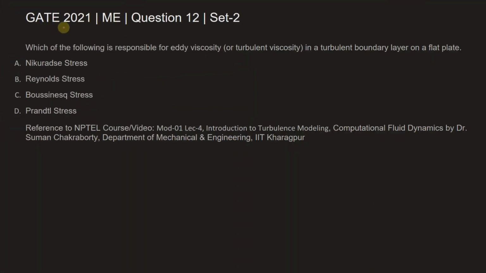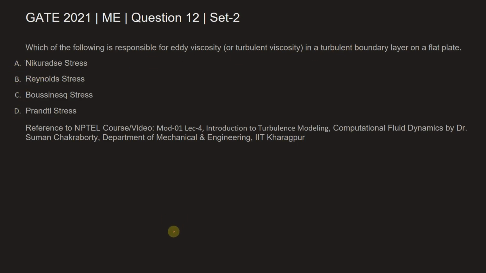This problem is from GATE 2021 Mechanical Engineering paper of Set 2. The question says, which of the following is responsible for eddy viscosity or turbulent viscosity in a turbulent boundary layer on a flat plate? So 4 options are given here and we need to choose the correct option for the stress that is responsible for eddy viscosity.